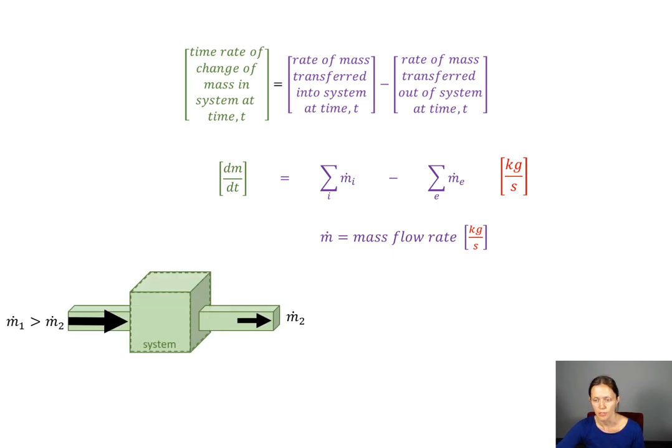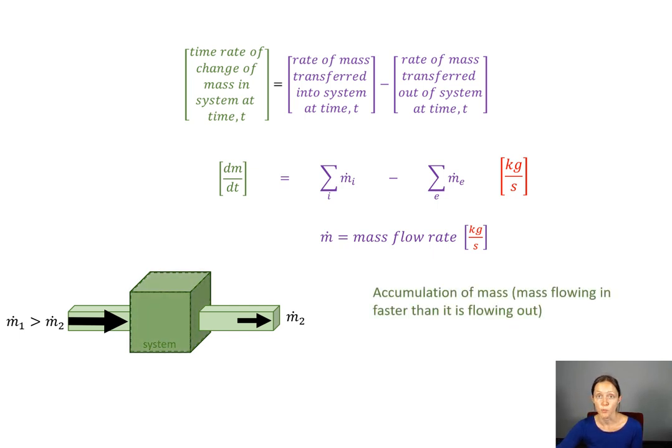Let's look at two scenarios. Here I've got a system, it's a box, and I've got a pipe on either side, a square pipe there, but I've got stuff coming in and stuff coming out. So I've got one inlet and one outlet. In this particular scenario, the mass flow rate m dot 1 at the inlet is bigger than the mass flow rate at the outlet, m dot 2. And so you'll see an accumulation of mass within that system boundary because mass is flowing in faster than it's flowing out. And in that case, dm/dt is going to be a positive number.